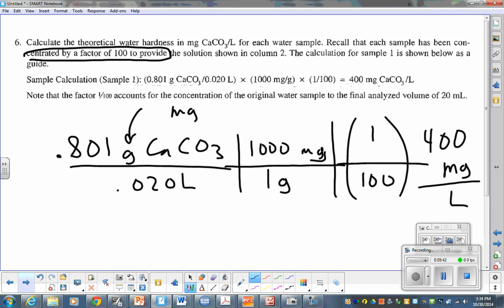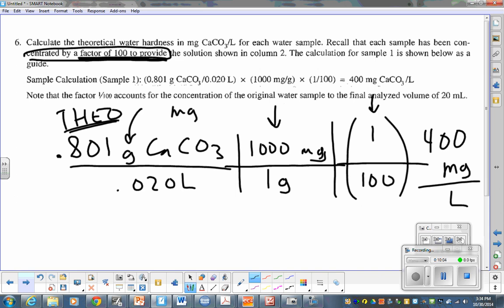So I take my theoretical yield. I showed you how to solve for it earlier. I take my metric conversion right there, and then I multiply my factor, since the solution was concentrated by a factor of 100 more than normal water is. You would multiply times 1 over 100, and you basically get 400 milligrams.